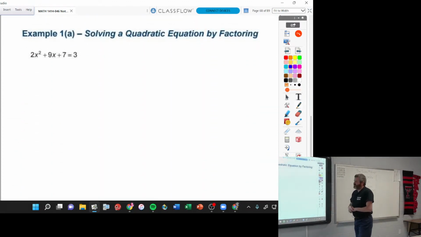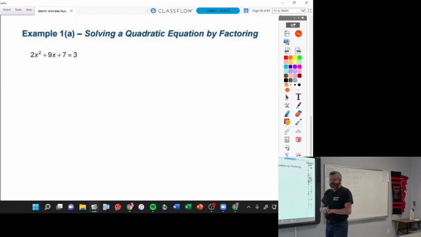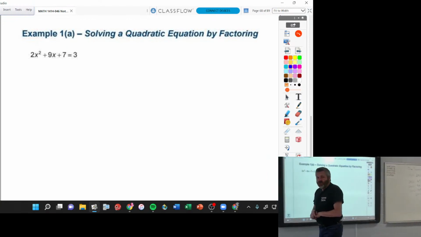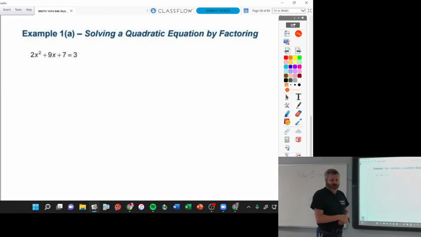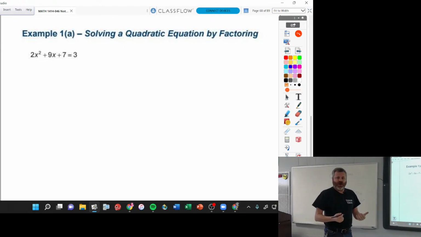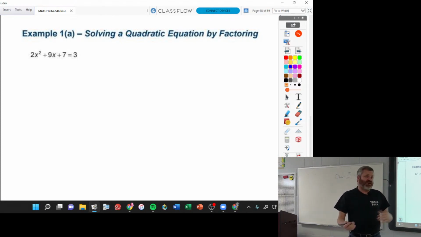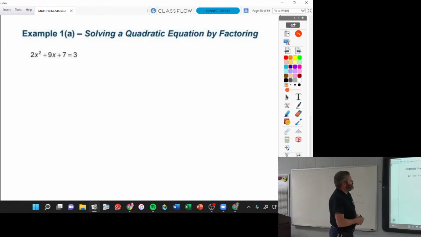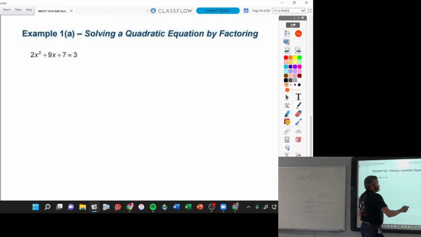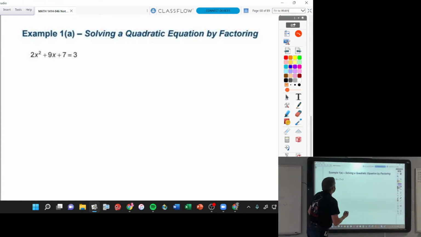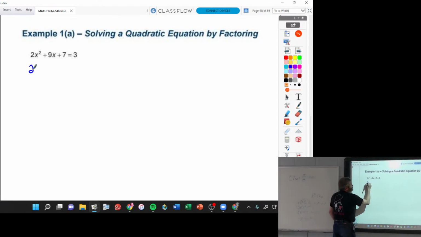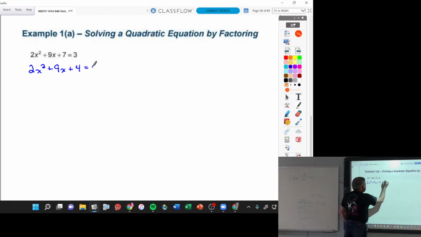So let's factor this. I have 2x squared plus 9x plus 7 equals 3. Well, the first thing I have to do is set it equal to 0, because that's where the zero factor property falls in. This currently does not equal 0, and you can't just say these two together equal 3. It doesn't work that way. They've got to be 0. So to set this equal to 0, I need to subtract 3 from both sides. That gives me 2x squared plus 9x plus 4 is equal to 0.